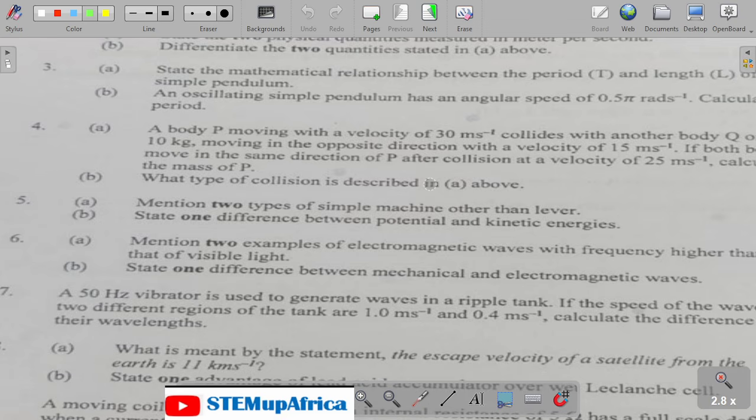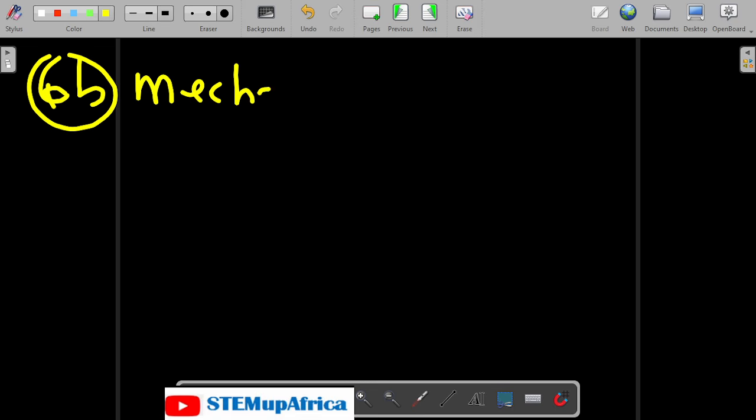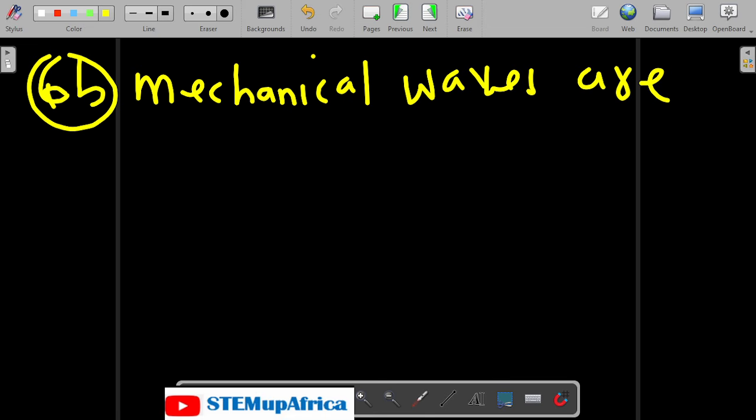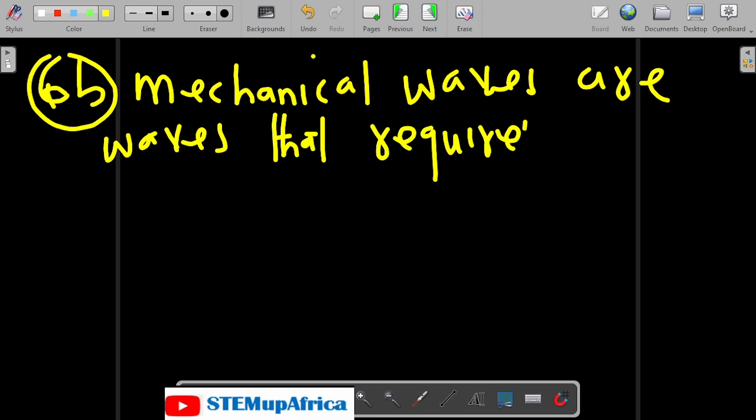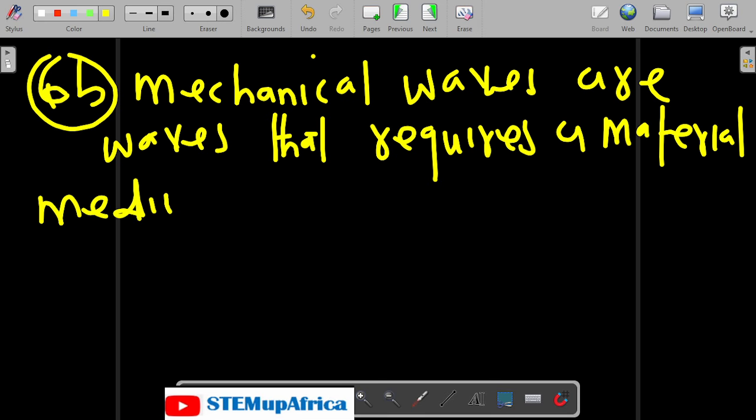State one difference between mechanical waves and electromagnetic waves. These are common questions. Let's do that. Question 6b. So mechanical waves, can I use the examples or can I just define them? Mechanical waves are waves that require a material medium for their propagation.